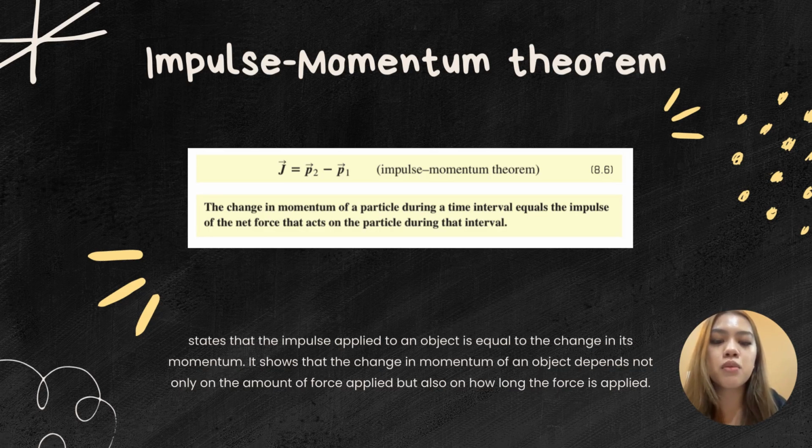The impulse momentum theorem is used to describe the relationship between the change in momentum, average net force, and time interval. The change in momentum of a particle during a time interval equals the impulse of the net force that acts on the particle during that interval. This is important in analyzing what happens during collisions and impact sports.